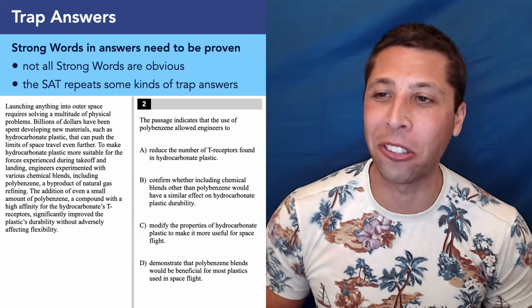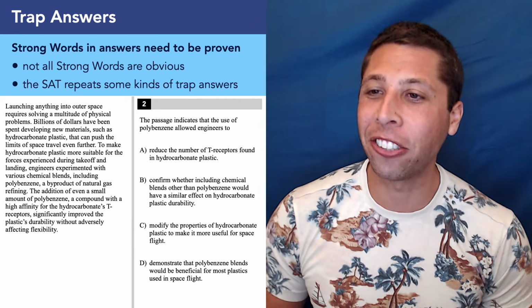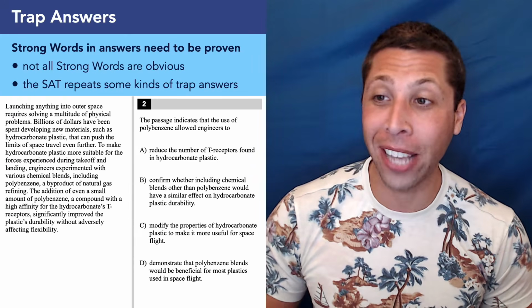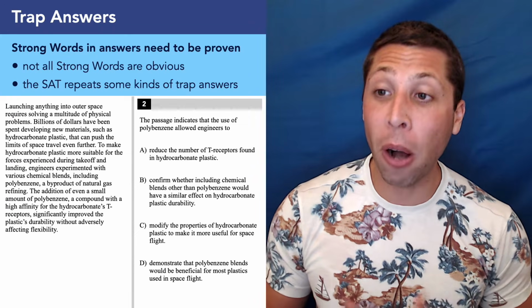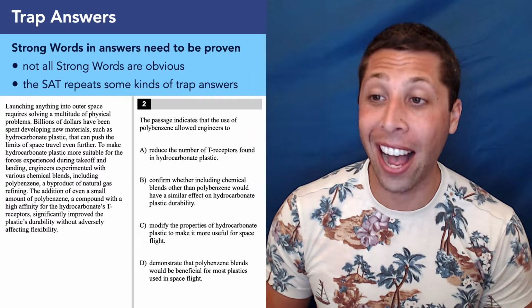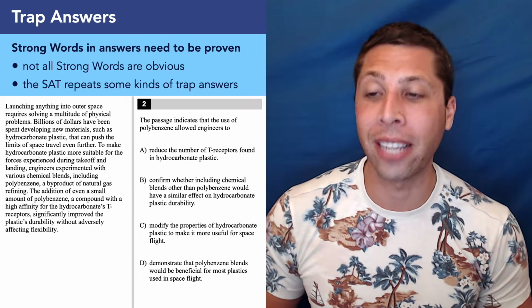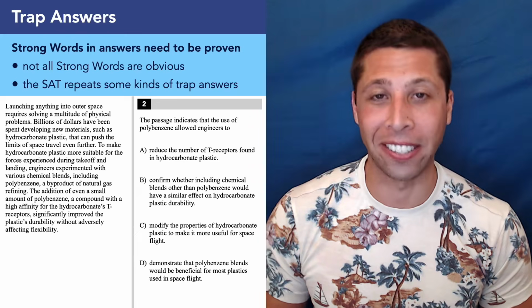more suitable for the forces experienced during takeoff and landing, engineers experiment with various chemical blends, including polybenzene, a byproduct of natural gas refining. The addition of even a small amount of polybenzene, a compound with a high affinity for the hydrocarbonate's T receptors, significantly improved the plastic's durability without adversely affecting flexibility.